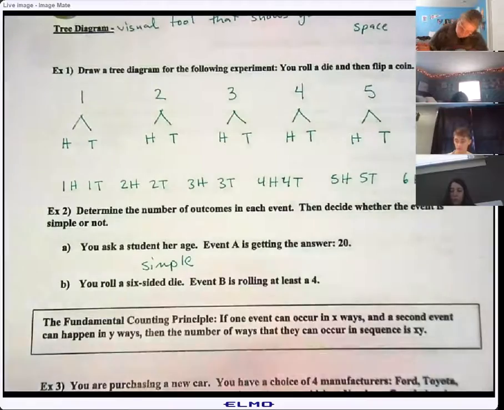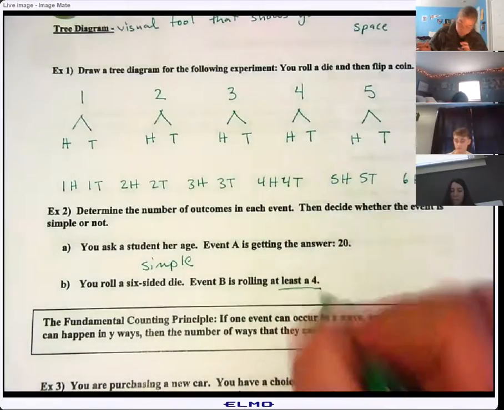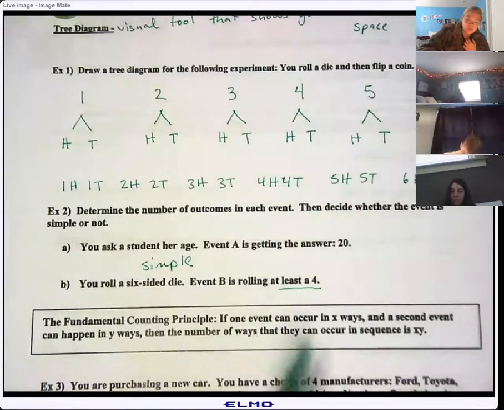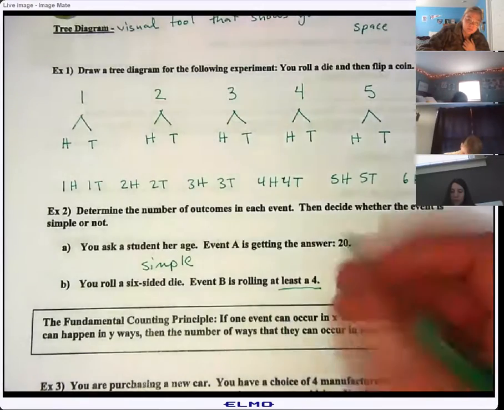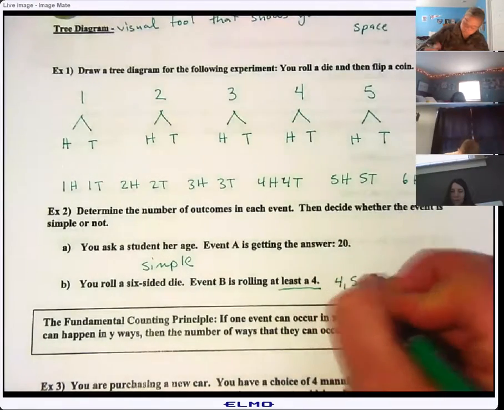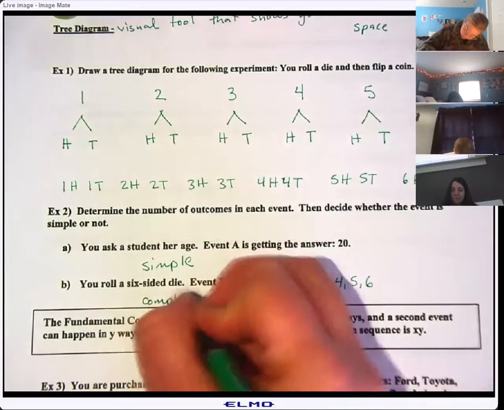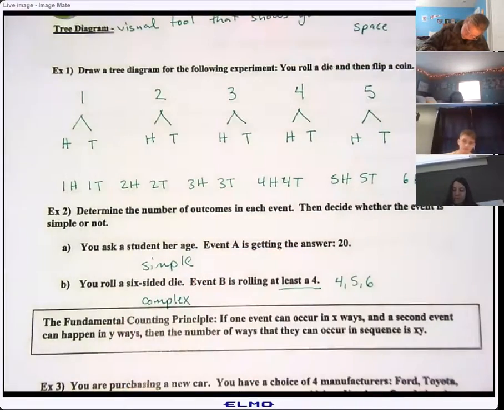Can somebody tell me why this one is complex? Getting at least a 4 on a 6-sided die? Just unmute and say something, or just talk to me. Well, it says it's at least a 4. So it actually would be, you could get 4, 5, or 6, right? That's why this one is complex and not simple, because there's multiple things you could get that would fall into that category.